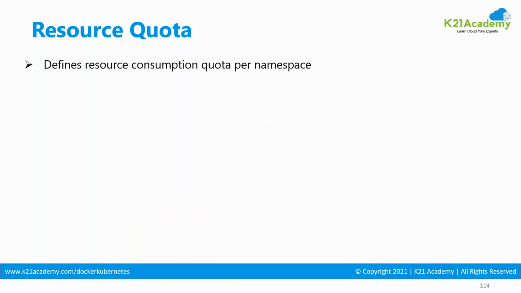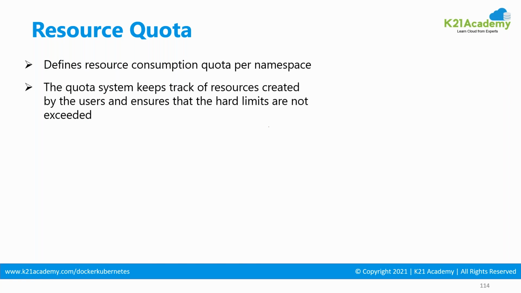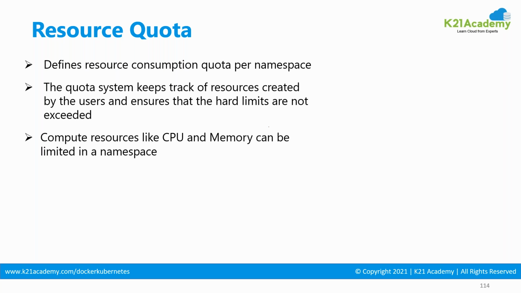So what is the resource quota? Resource quota is a consumption quota per namespace, as I told you earlier. The quota system keeps track of resources created by the users and ensures that the hard limits are not exceeded. This is important, right? It is the same way we apply quota in the Linux environment for users and groups, on the basis of inode numbers and blocks. Same concept is here also, but here we specify on the basis of CPU and RAM utilization. Compute resources like CPU and memory can be limited in a namespace.